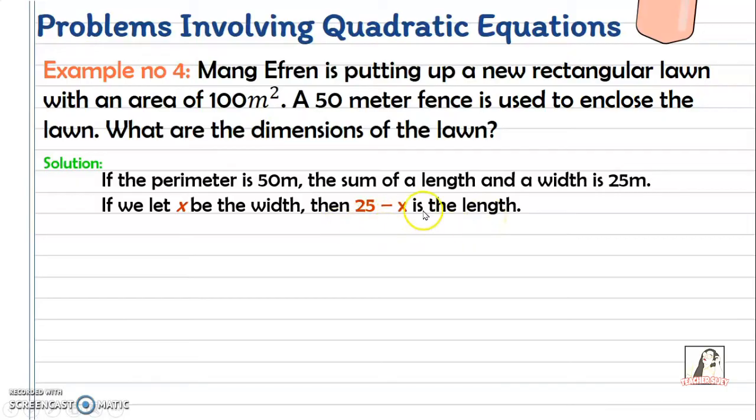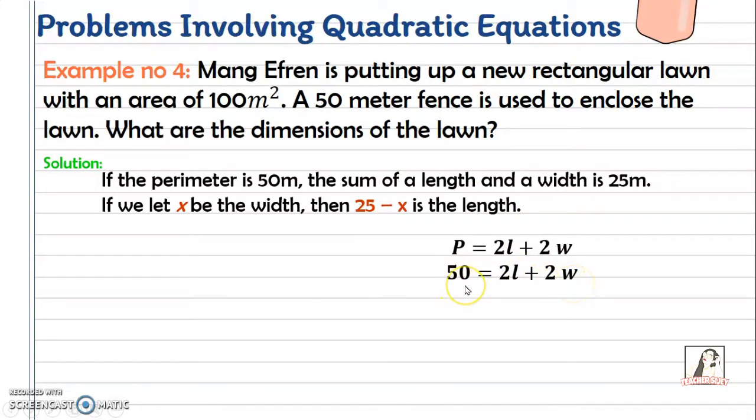So, paano natin nakuha dito si 25 minus x? So, ginamitan natin ang formula ng kanyang perimeter. Ano ba ang formula ng pagkuha ng perimeter ng isang rectangle? So, the perimeter is equals to 2 times length plus 2 times width. Since sabi, ang perimeter daw ay 50 meter, let's substitute dito sa ating formula. So, we have 50 equals 2 times length plus 2 times width.